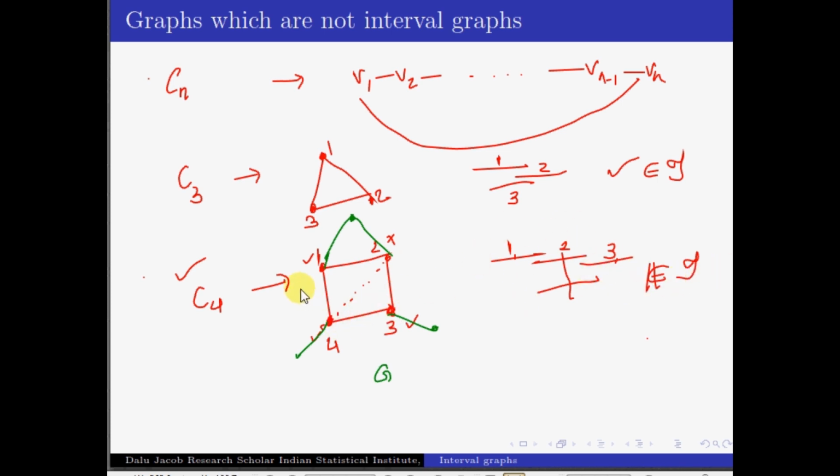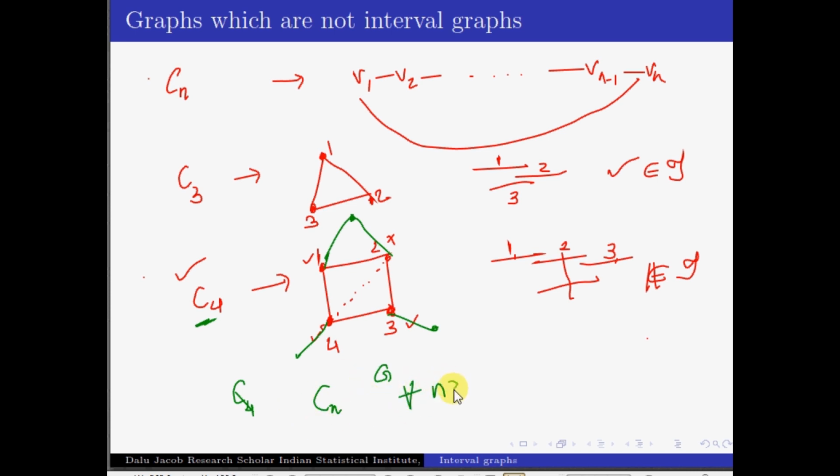So what we can conclude from here is that if we can find a graph which has a C4 inside it, or C4 itself, then it cannot be an interval graph. In fact, this is not the story with just C4. If you take any Cn, which is the cycle on n vertices, for all n greater than or equal to 4, the same story will happen.